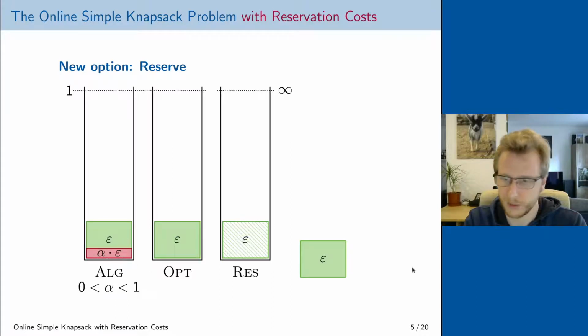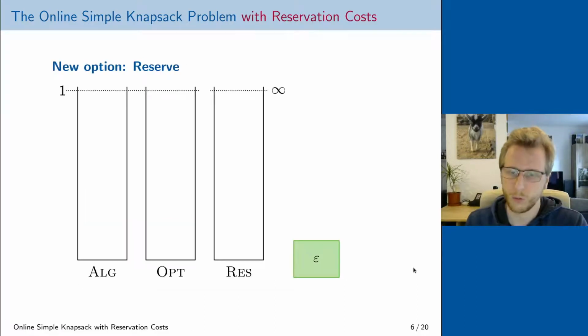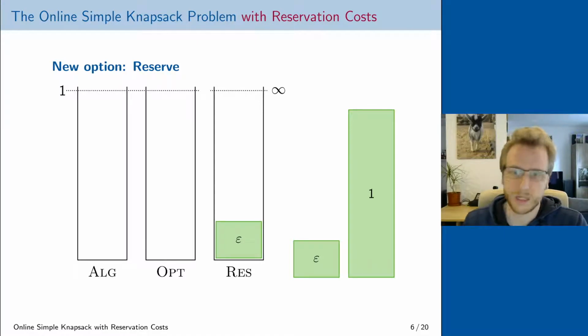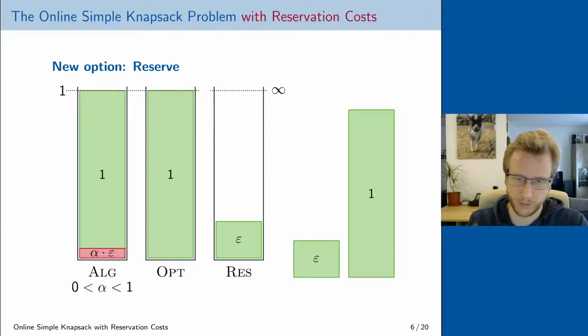alpha times epsilon. And for the sake of completion, we also look at the other example where the instance starts with epsilon, but there's a one leading up. As we already know, we have a deterministic algorithm, so it would again reserve this epsilon. And then this item of size 1 is presented, and then our online algorithm can simply pack this one into its knapsack. Opt would do the same, but we, of course, as I already mentioned, have to pay for items even if we don't use them. So we still have this cost of alpha times epsilon.